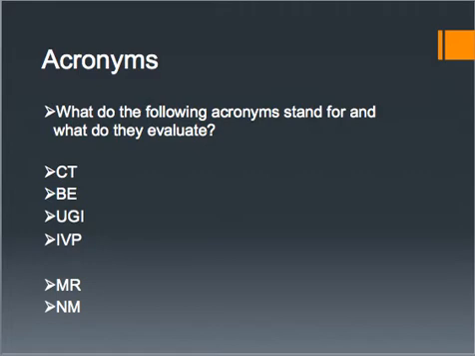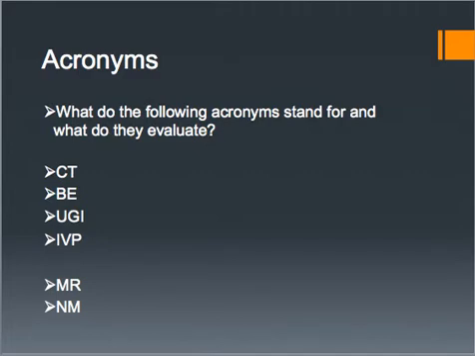Upper GI stands for upper gastrointestinal, and that's exactly what it evaluates. It evaluates the upper gastrointestinal system. So we're looking at the distal esophagus, the epigastric region, the stomach, and where the stomach empties into the small bowel at the duodenum. IVP stands for intravenous pyelogram. So IVPs are used to evaluate the urinary system. We're looking at the kidneys, ureter, and bladder mainly in that.